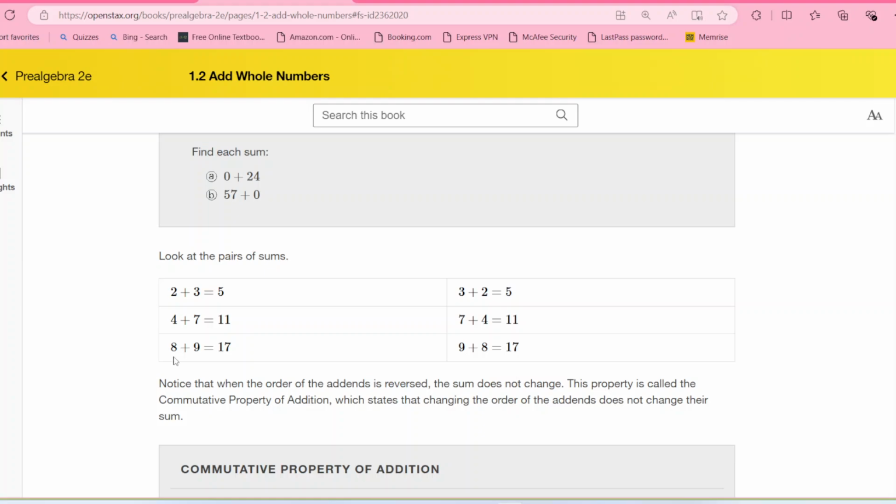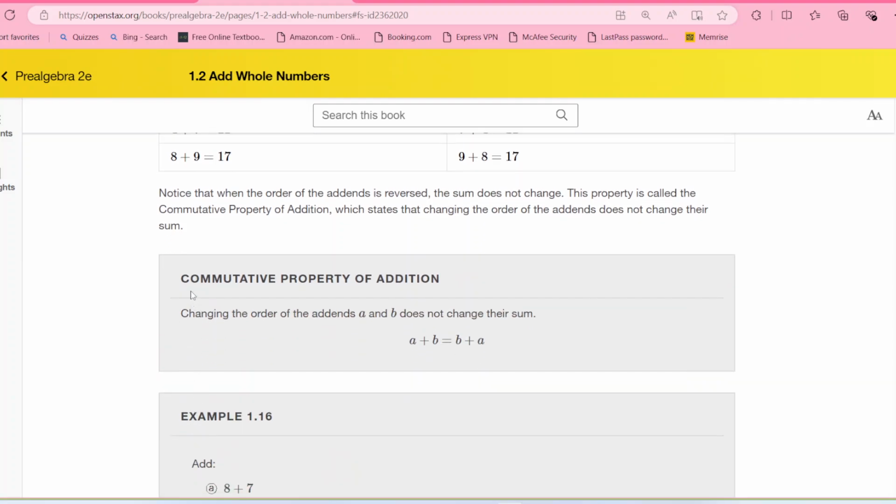Then third row, 8 plus 9 is 17, but so is 9 plus 8. 9 plus 8 is also equal to 17. So notice that when the order of the addends is reversed, the sum does not change. This property is called the commutative property of addition, which states that changing the order of the addends does not change their sum.